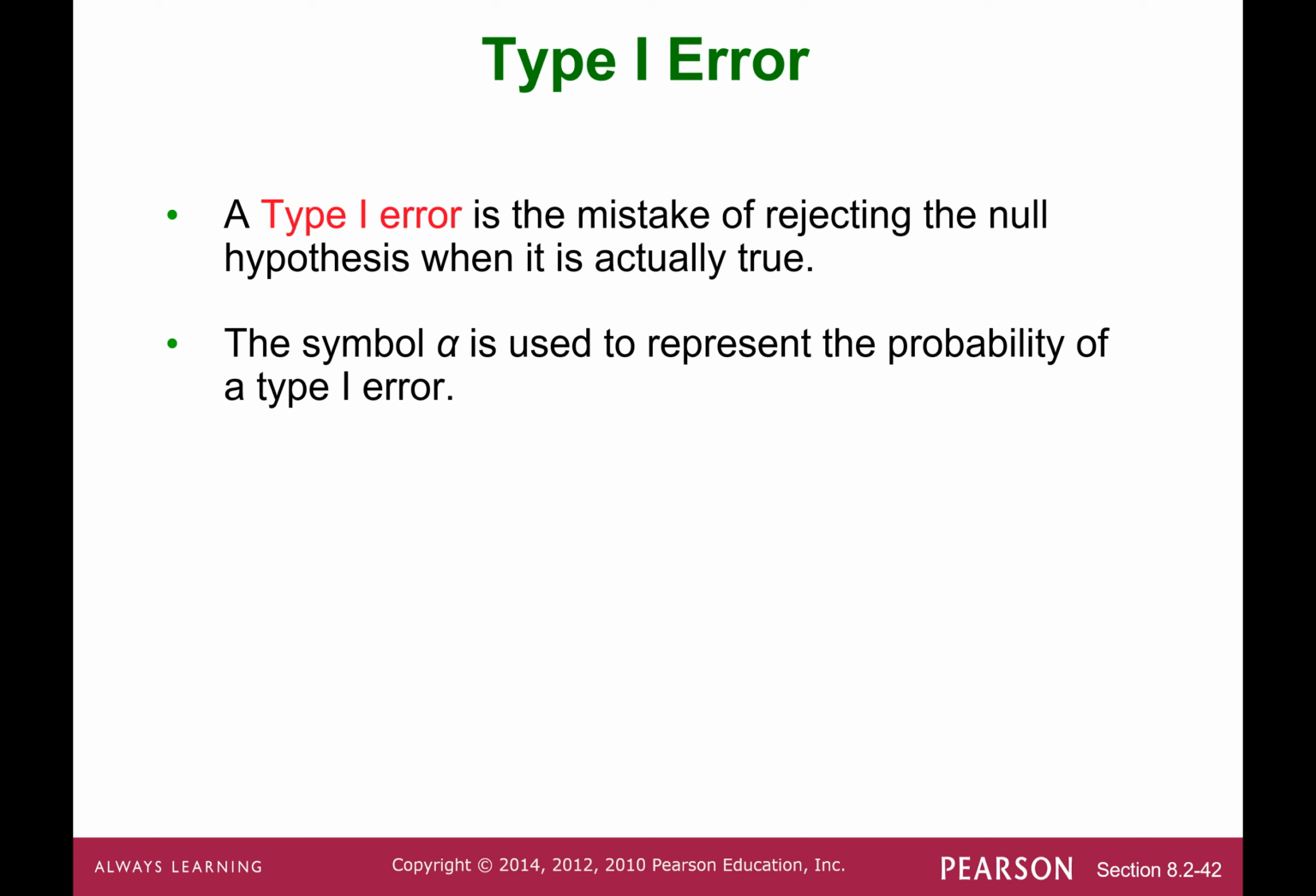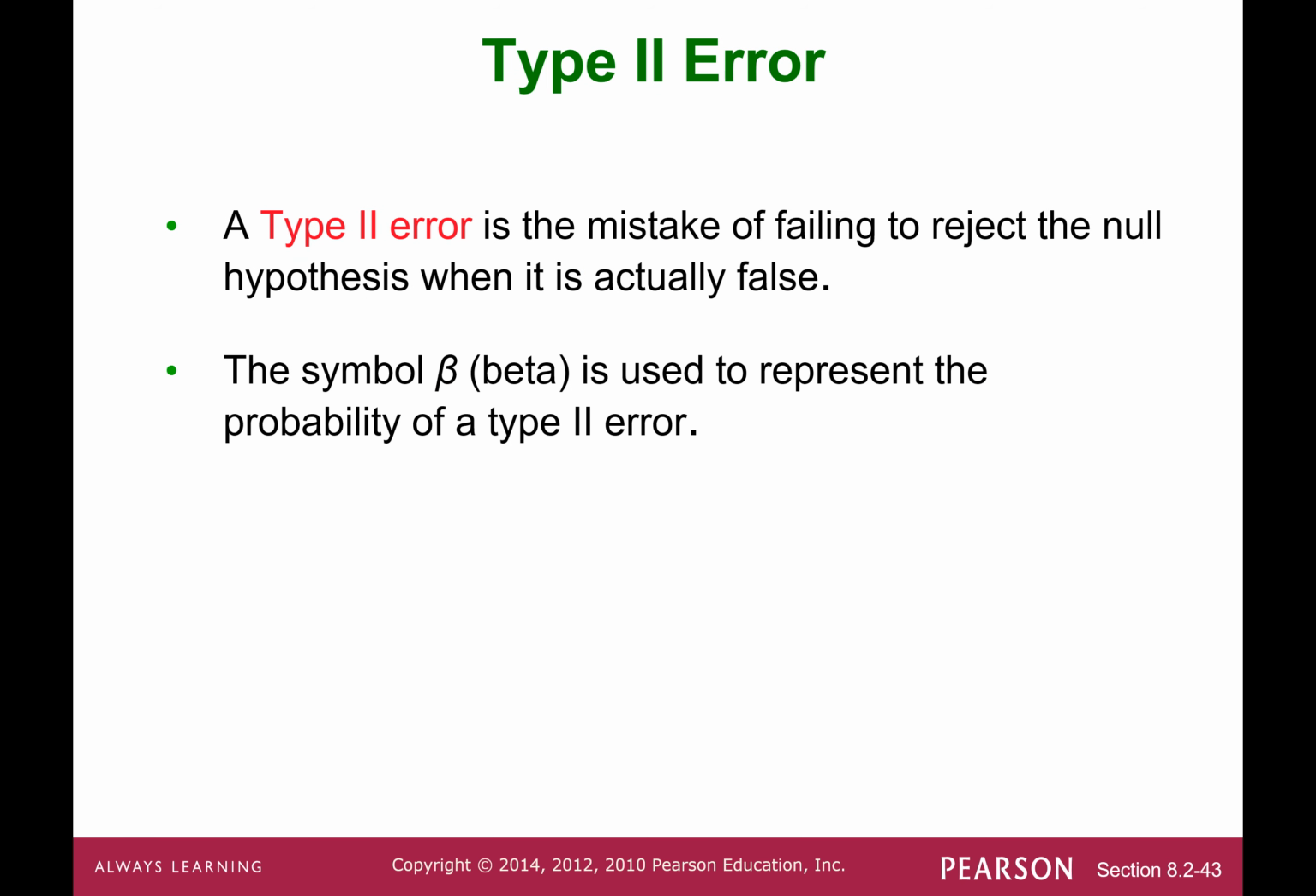So the last couple of terms we try to explain here: a type 1 error is the mistake of rejecting the null hypothesis when it's actually true. So you're rejecting a true claim, and you're making a mistake. That's why it's called a type 1 error. We use the symbol alpha to represent the probability of a type 1 error.